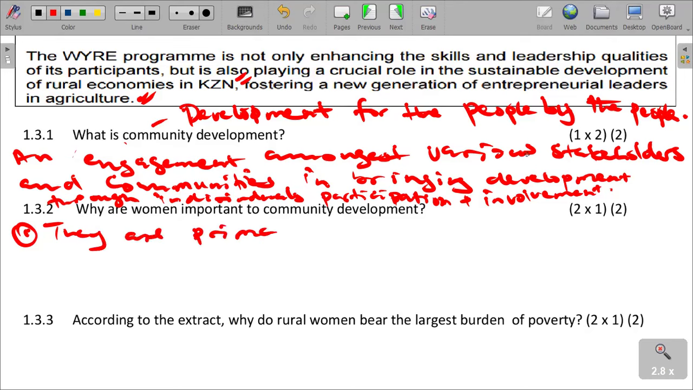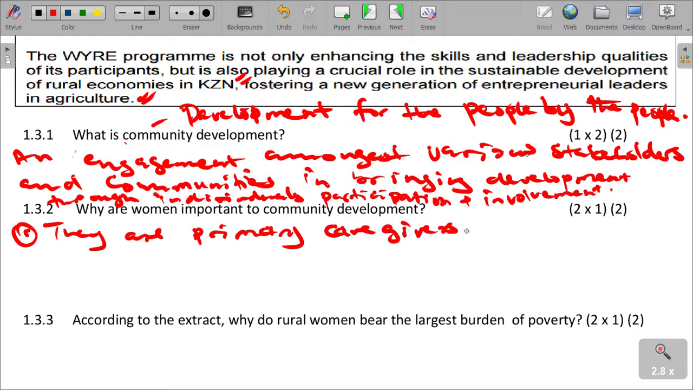They are primary caregivers. When we look at communities, they are controlled by mothers. Women are very important because they are the ones at the center of caregiving.